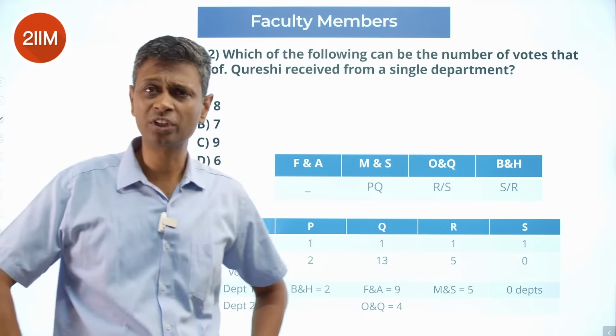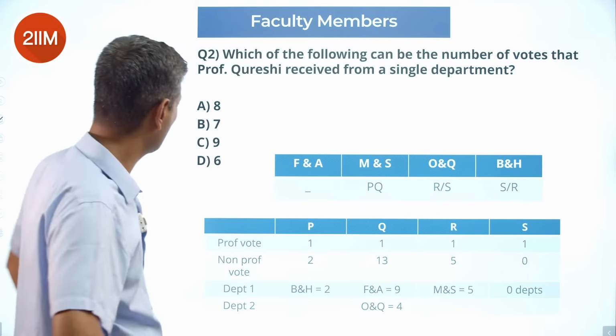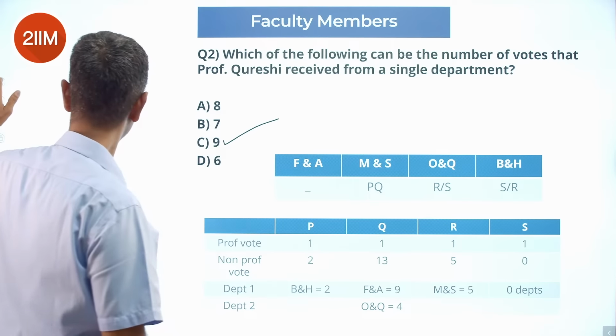Which of the following can be the number of votes that Professor Qureshi received from a single department? 9 plus 4, 13. We got that very clearly. Looking for either 9 or 4. 9 is here, done.